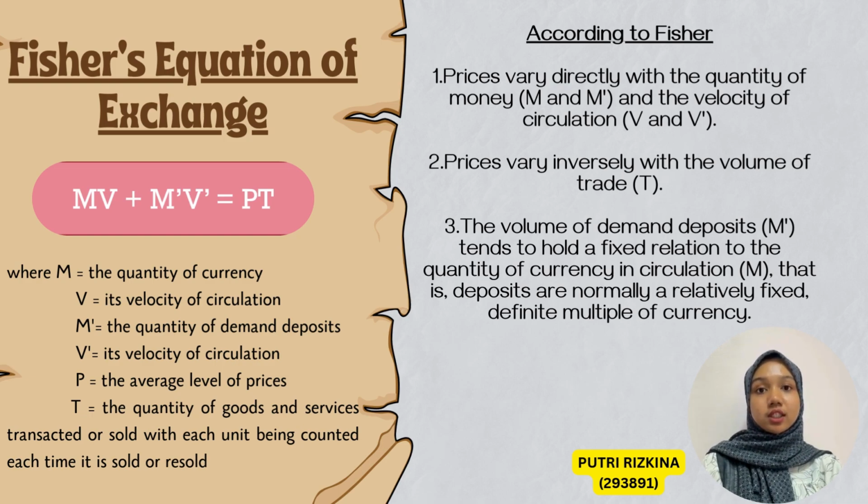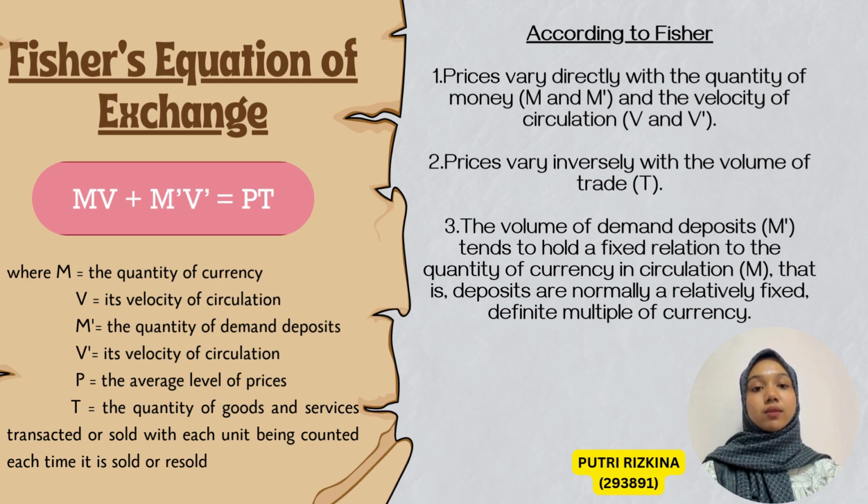Next, we can see Fisher's equation of exchange, which is MV + M'V' = PT, where P is the average level of prices and T is the quantity of goods and services sold. According to Fisher, prices vary directly with the quantity of money, which is M, and the velocity of circulation, which is V. So if the price increases, M and V will also increase. The second one is that prices vary inversely with the volume of trade, which is T. So if the prices increase, T will decrease.